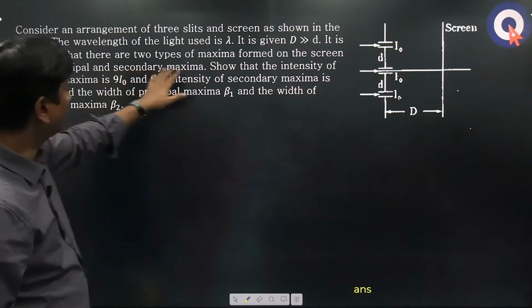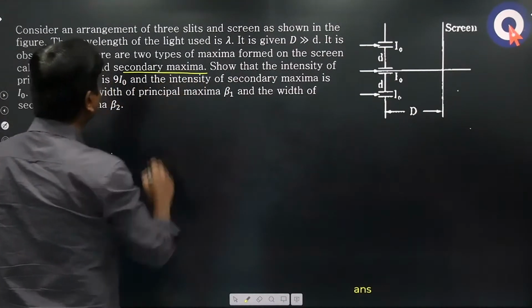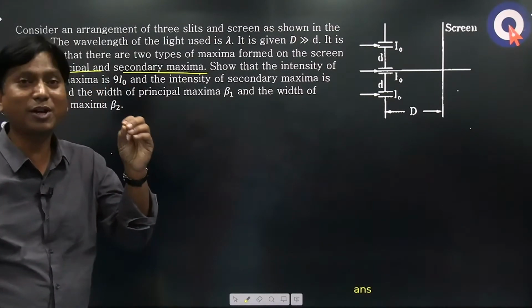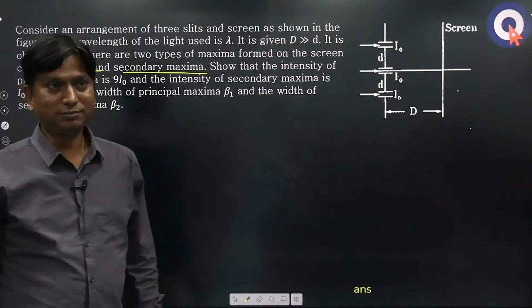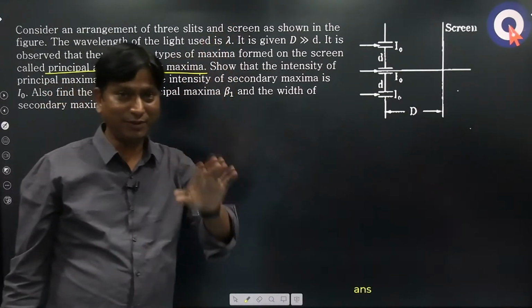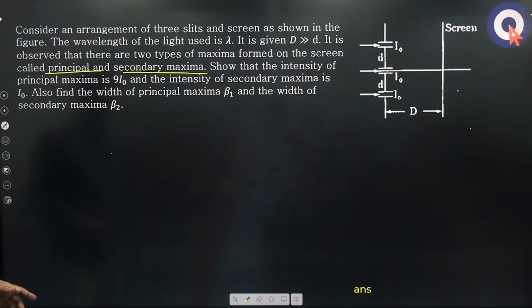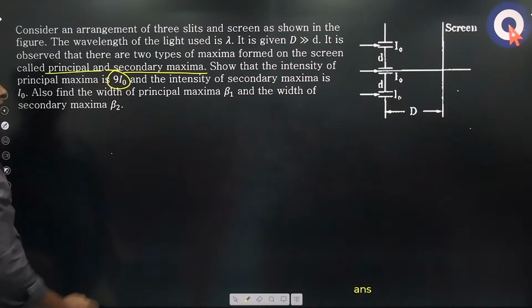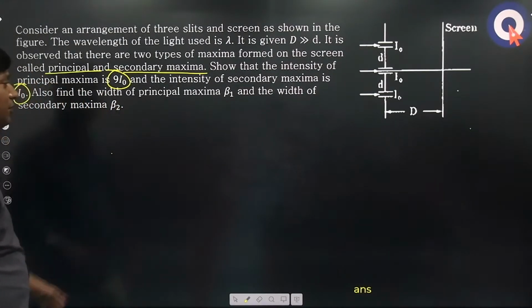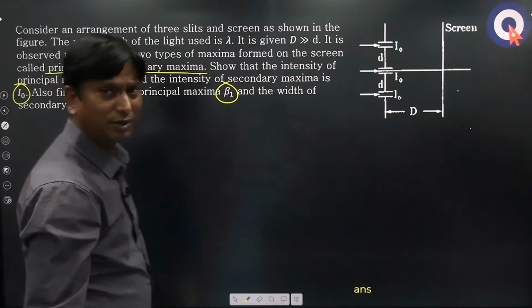It is observed that there are 2 types of maxima formed on the screen, called principal maxima and also secondary maxima. Okay, something like the same model of the concept we will be seeing in the Fraunhofer diffraction also, which is nothing but central maxima, principal maxima. After that, the maximas will have less intensity compared to the central maxima, right? So the intensity of the principal maxima is 9 I naught, and the intensity of the secondary maxima is I naught. This we have to show, and also find the width of the principal maxima beta 1, and also the width of the secondary maxima beta 2. These two also let us try to make it.